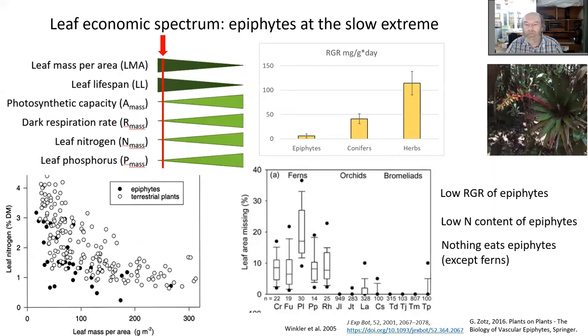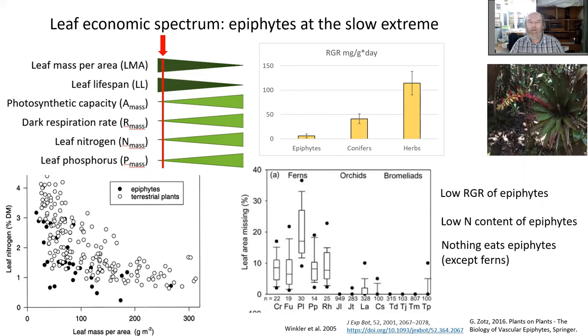So these are herbivory damage values for ferns, epiphytic ferns, orchids, and bromeliads. And basically, except for ferns, we can conclude that nothing eats orchids or bromeliads. These are the numbers of individual plants examined. So you can see these are hundreds for orchids, and still we are at zero average plant damage. We can confirm that in New Guinea, where we surveyed hundreds of orchids and basically found no herbivores.